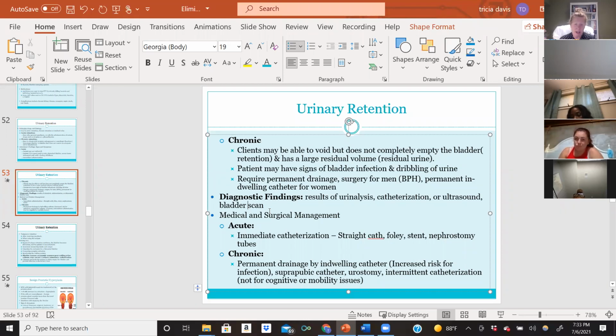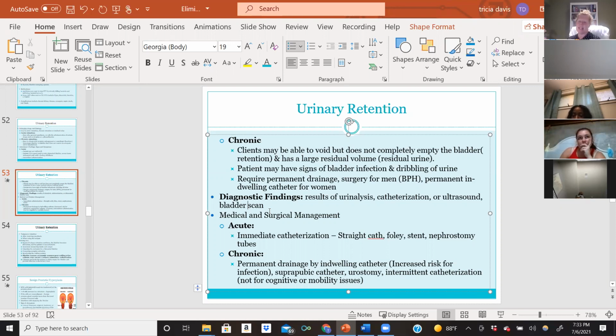If it's chronic, we might have that permanent drainage by an indwelling catheter. Like I said, there's an increased risk of infection. So really, we should have a suprapubic catheter if that's possible. They might have that urostomy.